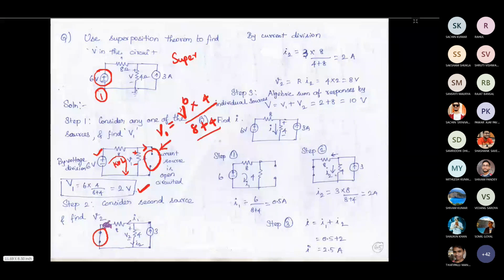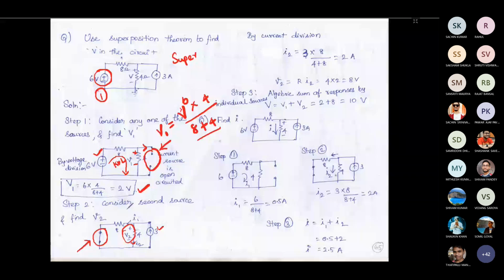This is the other source, that is the voltage source. We have to suppress it. We have to replace it with its internal resistance, so we have short circuited it. Now we have applied the current source here. If you apply the current source here, we need to find the current through this in order to find the voltage across this 4 ohm resistor. Let's say that this voltage is V2.